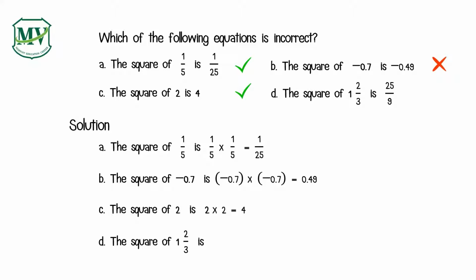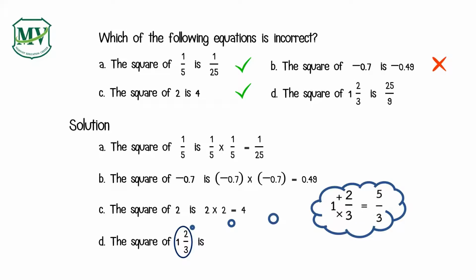In letter D, the square of 1 and 2 over 3. So we can change 1 and 2 over 3 into an improper fraction by multiplying the denominator 3 to the whole number 1, then plus the numerator. So this will be equal to 5 over 3. So that will be 5 over 3 times 5 over 3 is equal to 25 over 9. So letter D is a correct equation.